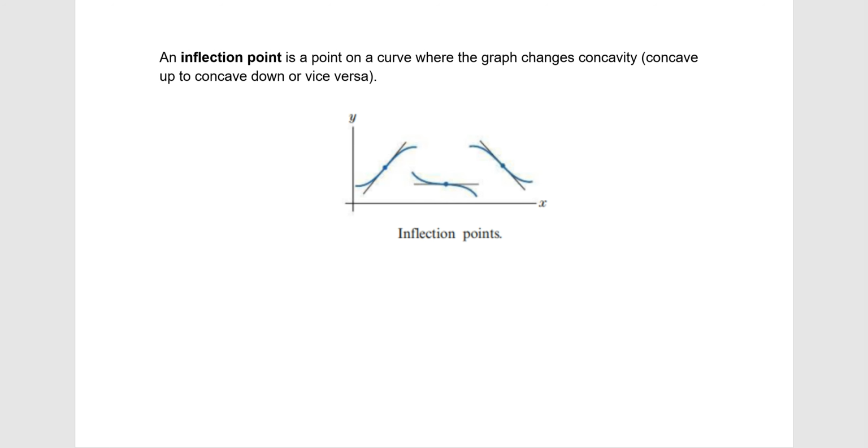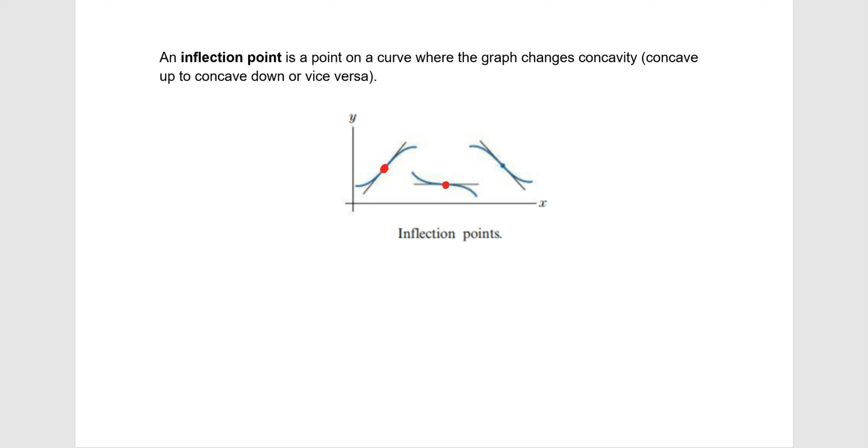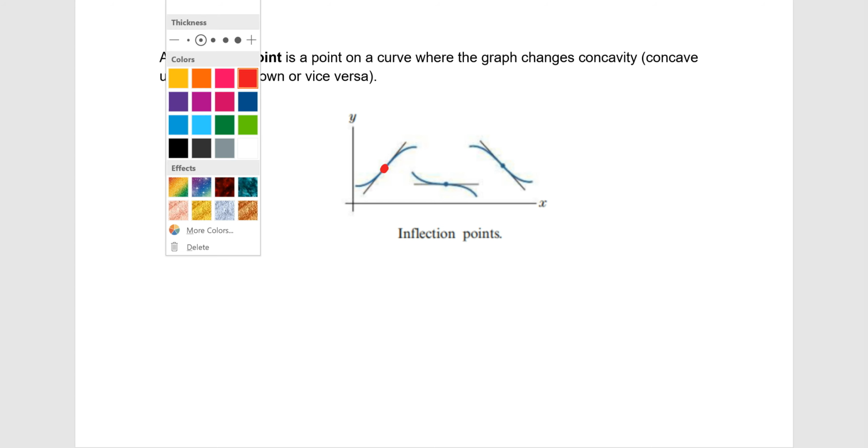And we can see some examples here on this graph. We have three different little portions of the graph here. For this first portion, we can see the graph is concave up, and then it switches to concave down. You can look at the tangent line for help. The tangent line is below, and then the tangent line is above, meaning it goes from concave up to concave down. And these points right here are all inflection points where it changes concavity.